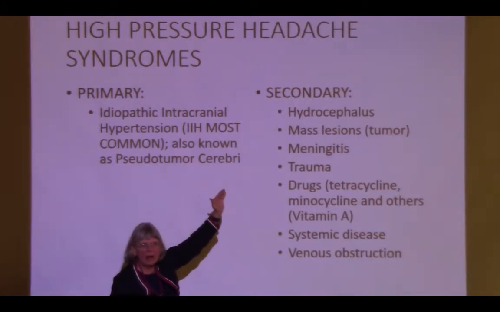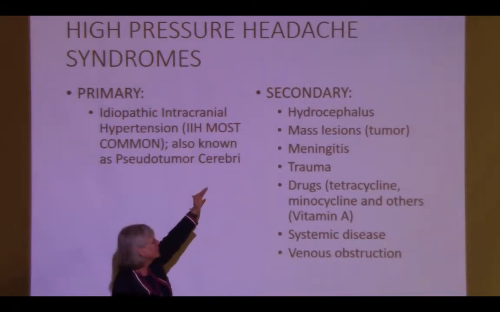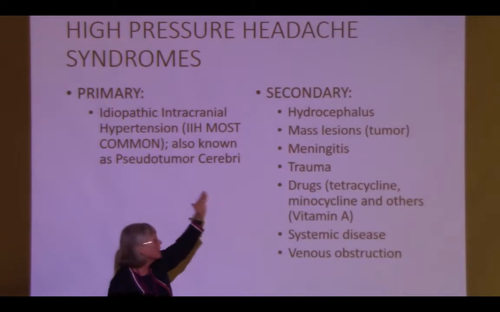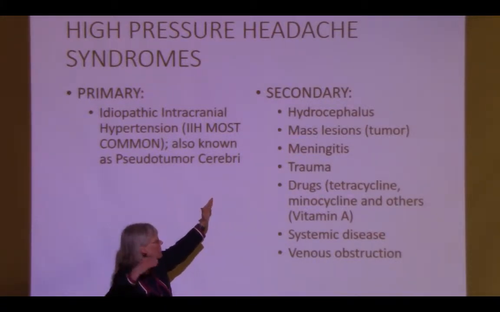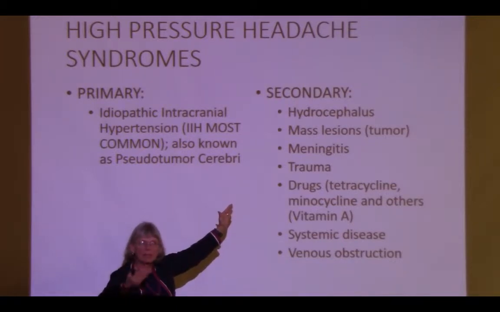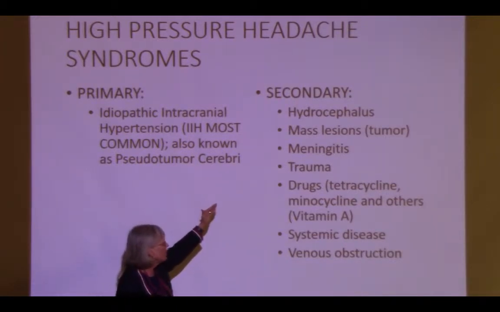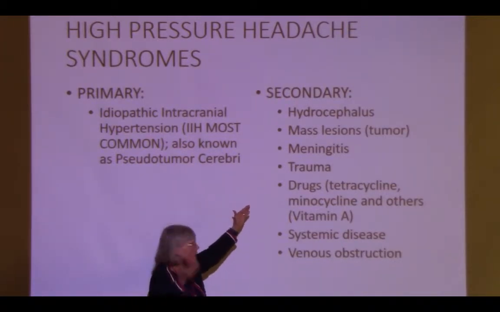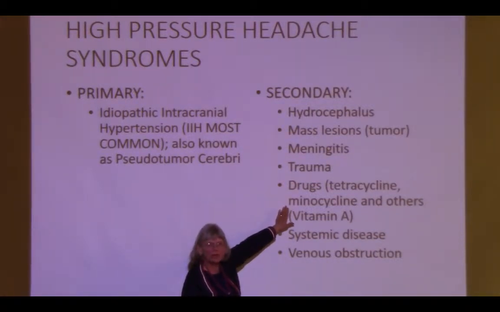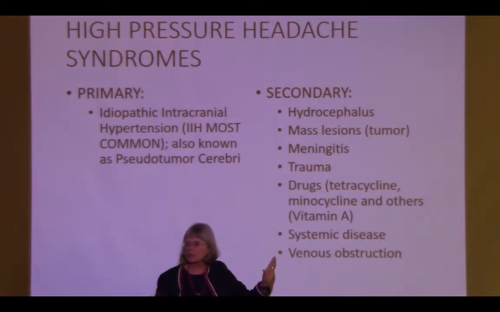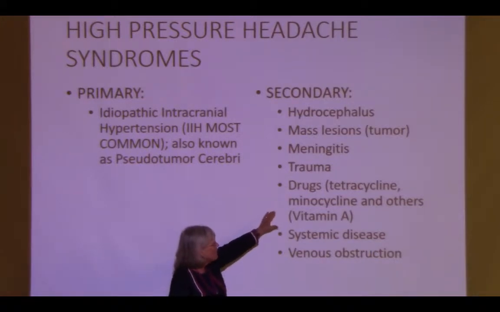And so that's why we do imaging. Hydrocephalus can make you have high pressure in your brain. A brain tumor can look just the same. Meningitis. If you've got meningitis, your pressure can go up. If you've had severe trauma to your brain, your pressure can go up. There are drugs that can cause the pressure to go up. Antibiotics like tetracycline and minocycline are drugs that can make your pressure go up. Vitamin A can make your pressure go up.